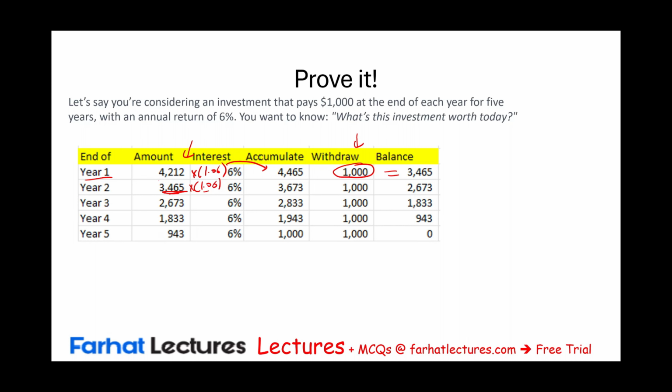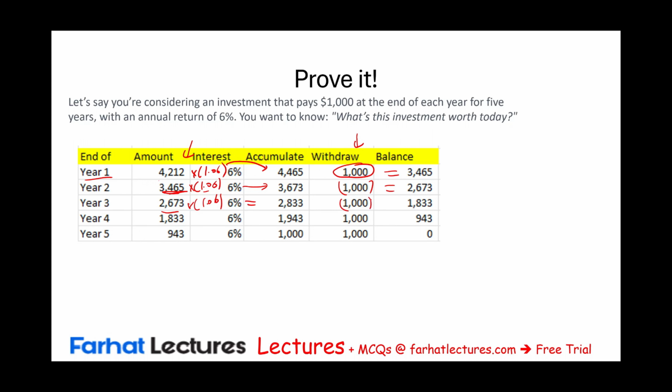This 3,465 will grow to be 3,673. Then you take out 1,000. What you're left with is 2,673. You keep this money and let it grow at 1.06. It will grow to 2,833.